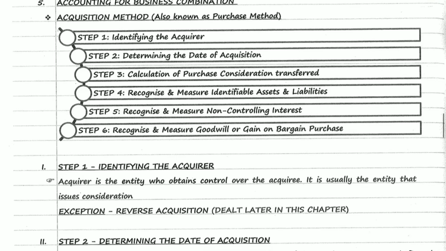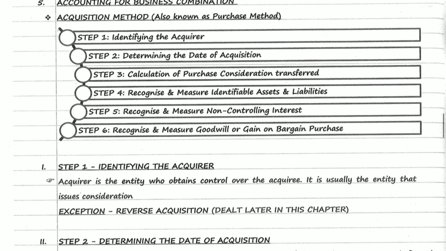Steps involved in accounting for business combination. There are 6 steps involved in accounting for business combination as per acquisition method. Acquisition method is also called as purchase method. Under that, step number 1, identify the acquirer. Step number 2, determine the date of acquisition. Step number 3, calculate purchase consideration transferred.